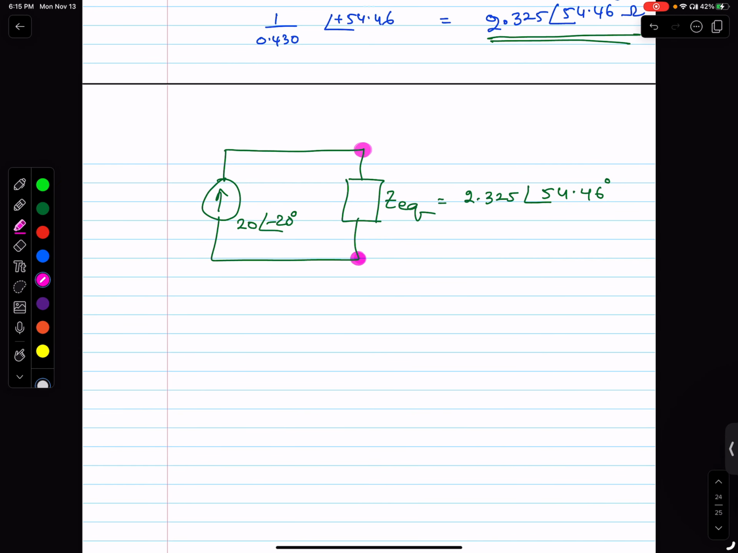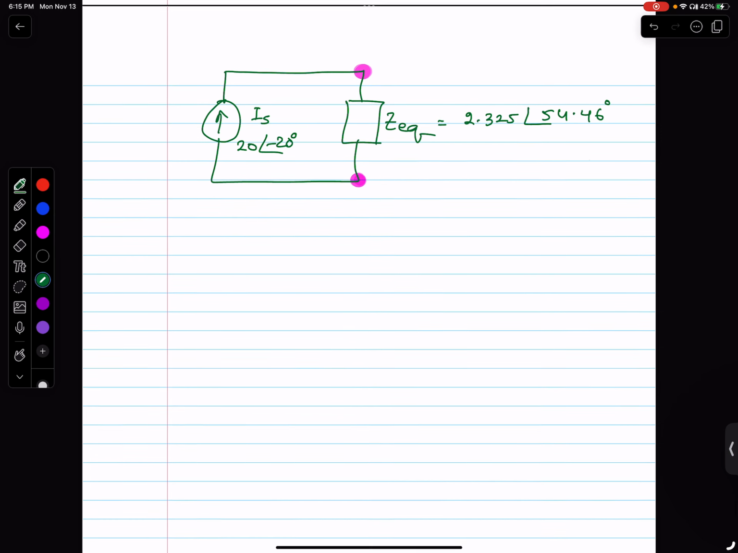So if we calculate the voltage across this guy, then I have the voltage that I am after, which is the voltage across the 20 ohm resistance. That's very simple. The voltage across the 20 ohm resistance is the same as the voltage across the Z equivalent. The voltage across the Z equivalent is what? V is Z equivalent times I. From here it's pretty straightforward math.